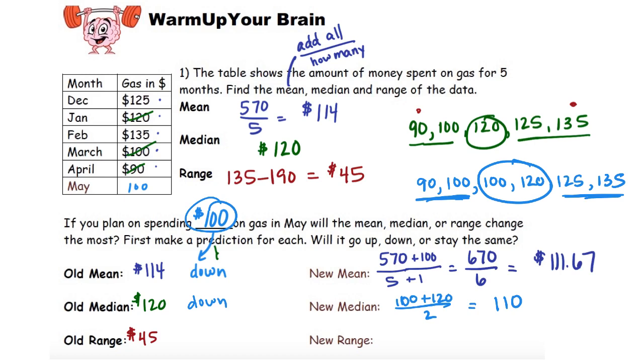And now if we look at our range, let's see what's going to happen there. Well, I'm going to use my new list here. Well, my maximum is still 135. My minimum is still 90. My range didn't change.